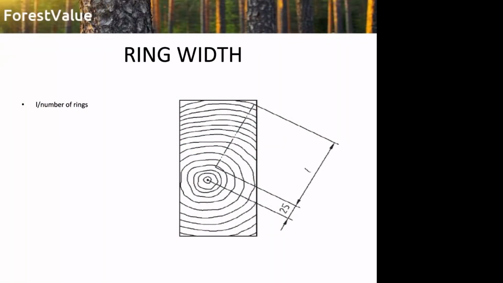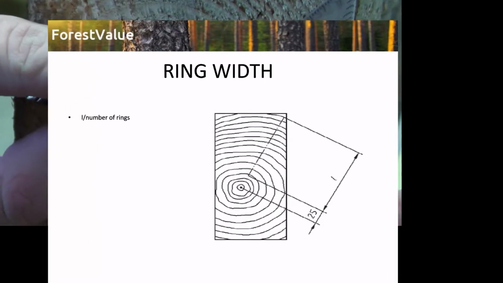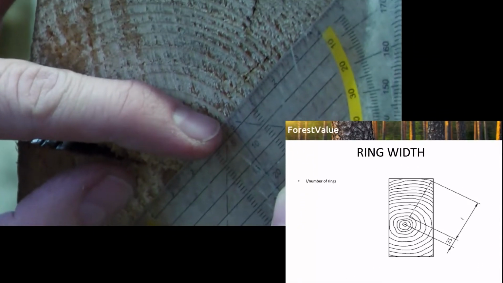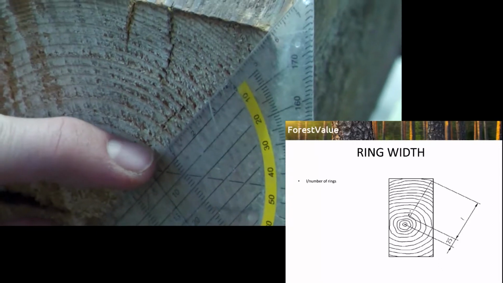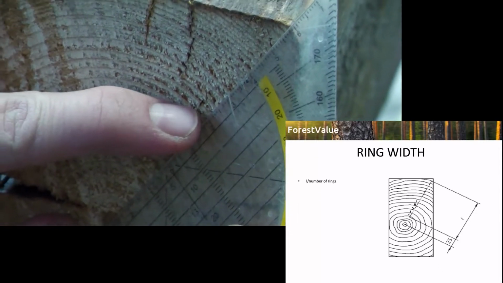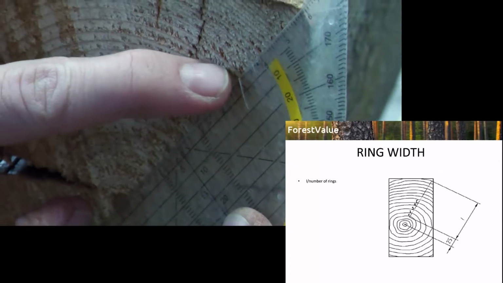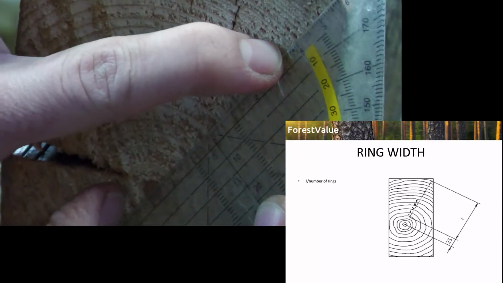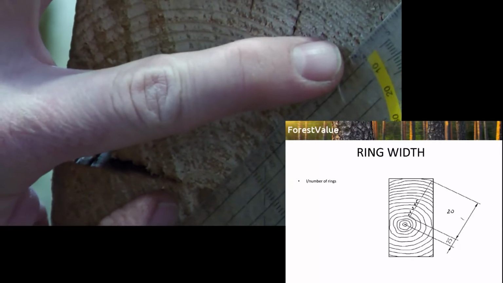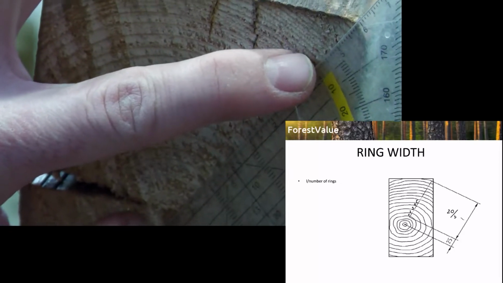The ring width was measured on both the start and the end of the specimen. The average ring width was estimated by counting the number of rings along a line and dividing the length of the line by the number of rings. The line started 25 millimeters from the pith and ended at the furthest ear ring.